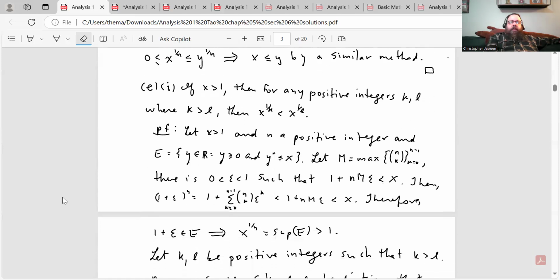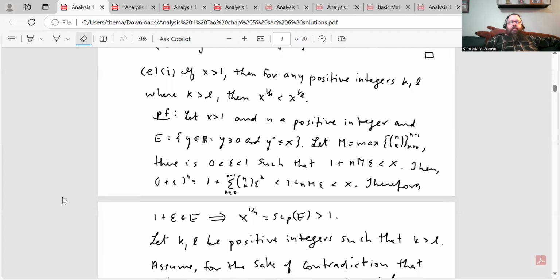Okay, part E, there's actually three parts to part E, and I have them listed one, two, and three. Actually, I don't think I did part three here, because it's relatively straightforward. I'll show you when I get to it. But anyway, here's the first part. If x is greater than 1, then for any positive integers k, l, where k is greater than l, then x to the 1 over k is less than x to the 1 over l.